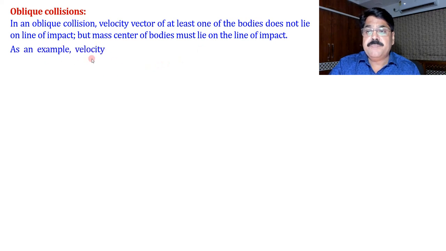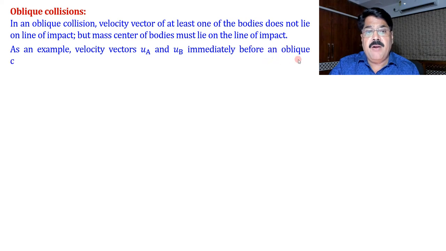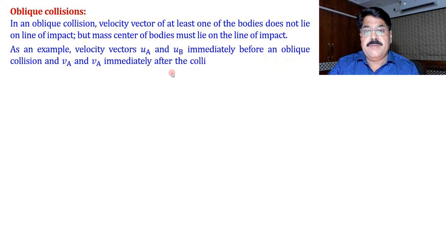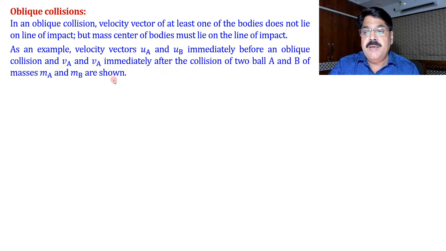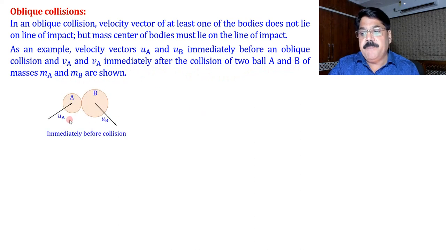As an example, velocity vectors UA and UB immediately before an oblique collision and VA and VB immediately after the collision of two balls A and B of masses MA and MB are shown. You can see here in the diagram. These are the velocity vectors before collision, and here is the point of contact. Here we can draw the common normal, say in this way. So the common normal we denote by n-axis and the common tangent by t-axis. So these velocity vectors are making some angle with the common normal. So this collision is an oblique collision.